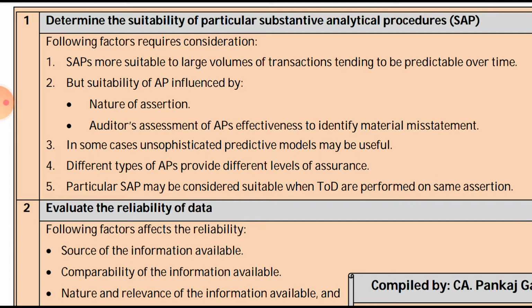A particular SAP may be considered suitable when the TOD, that is test of details, are performed on the same assertion. So if the test of details are performed on the same assertion, then the particular SAP may be considered as suitable. So there are 5 points.